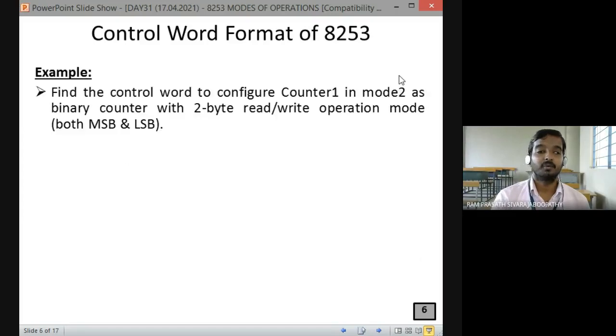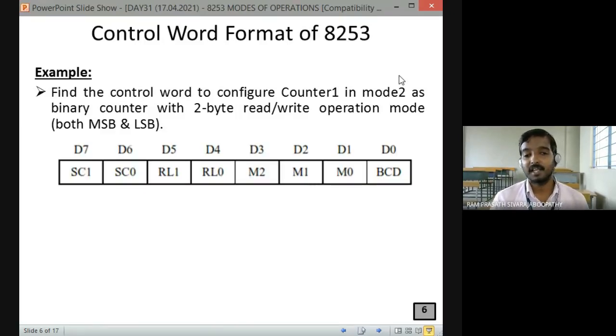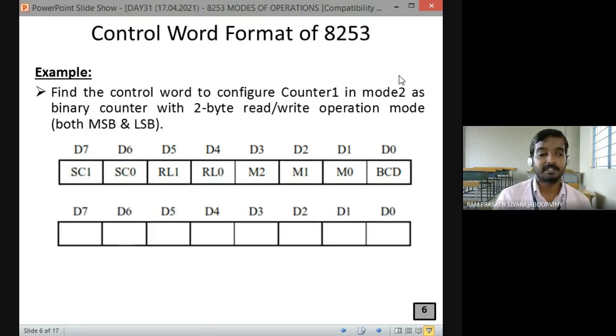Now you are going to find the control word to configure counter 1 in mode 2 as a binary counter, with 2 byte read write operation. Both LSB and MSB I am going to read or write. So what is the control word for this? Can you find out? What about the first 2 bits? Which counter am I going to configure? Yes, counter 1, so it is 01.